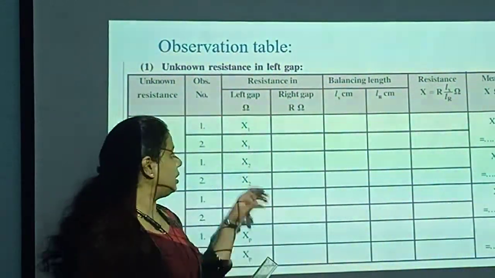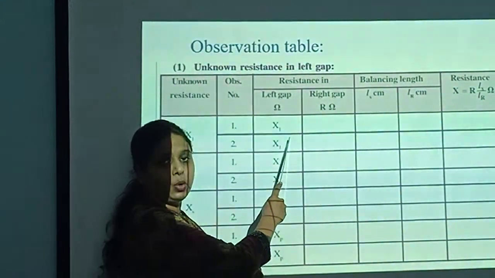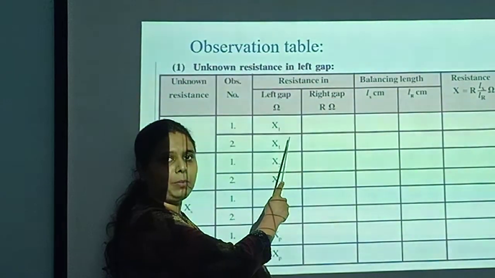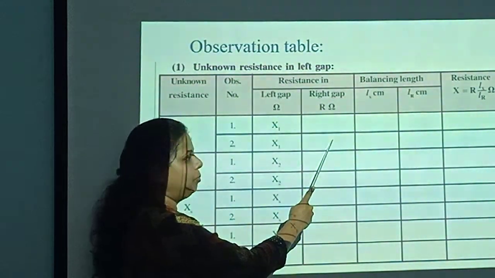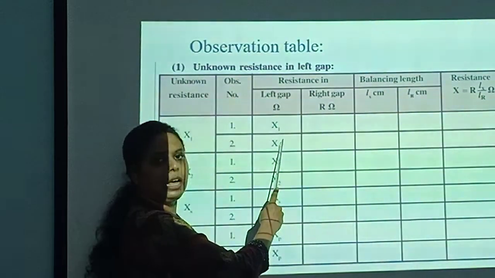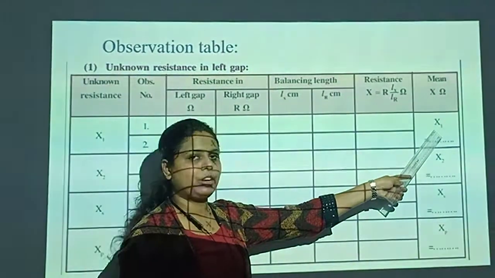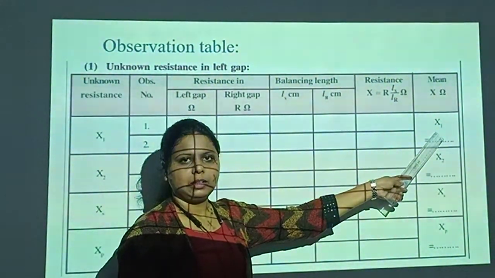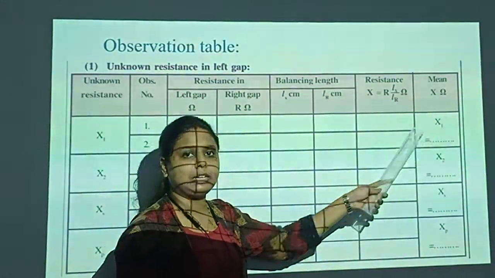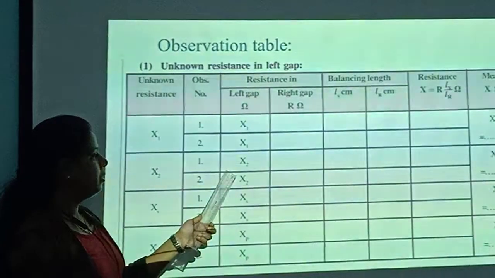In this procedure you will get two values of X1. You have to repeat this experiment for two different values of R, 5 ohm and 10 ohm. That means you are getting X1, again X1. So we will find out the average, and this value will be the mean X. Okay, this is how we have calculated X1. Now in the second procedure, what will you do?